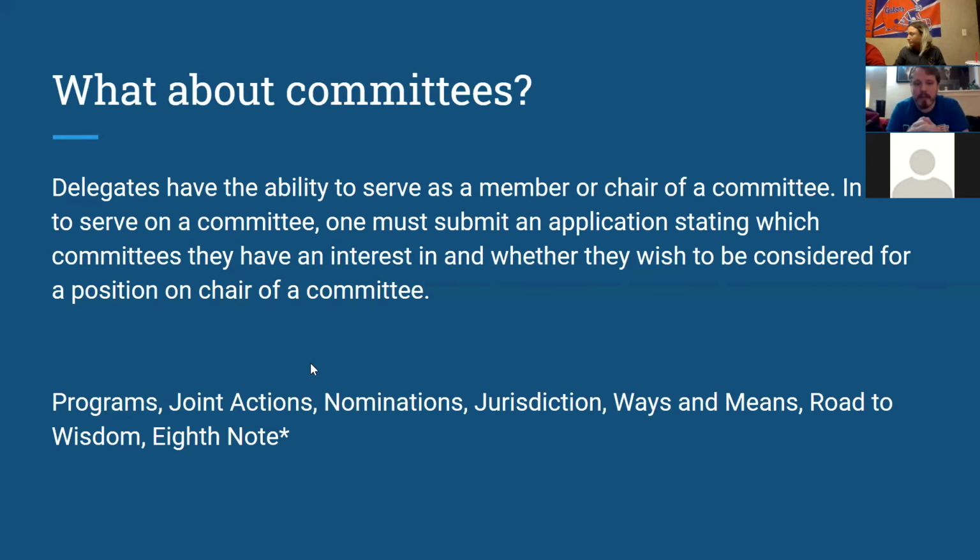I have all of the committees listed here on this slide. We've got programs, joint actions, nominations, jurisdiction, ways and means, road to wisdom, and the eighth note. The asterisk beside the eighth note is simply because the eighth note committee is determined well before district convention. My apologies, district convention, not district council.